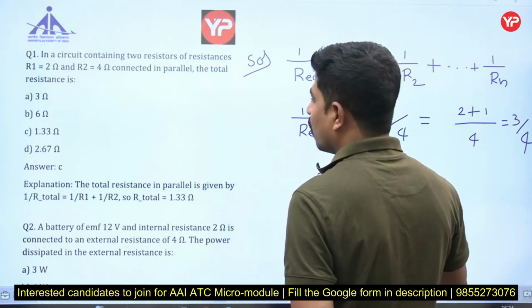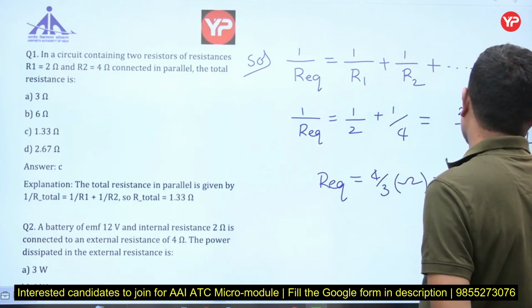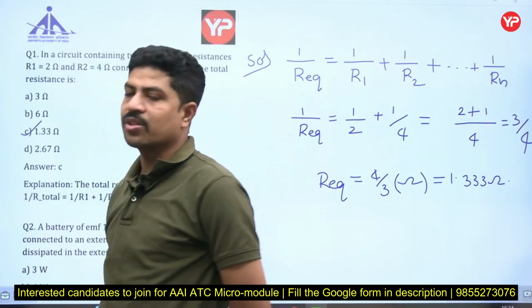Then R equivalent will be simply 4 by 3 ohms. R equivalent is how much? 4 by 3 ohms. That will be nearly 1.333 ohms. Option is C.